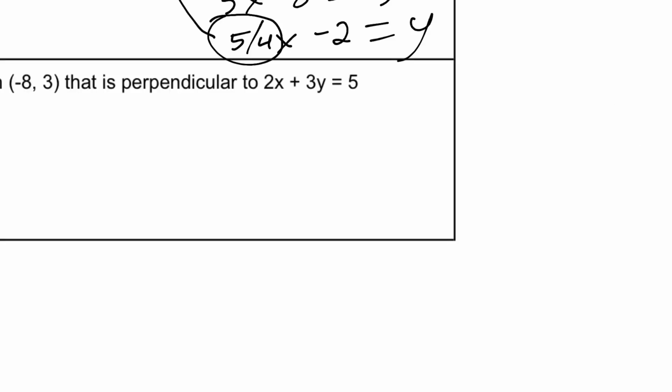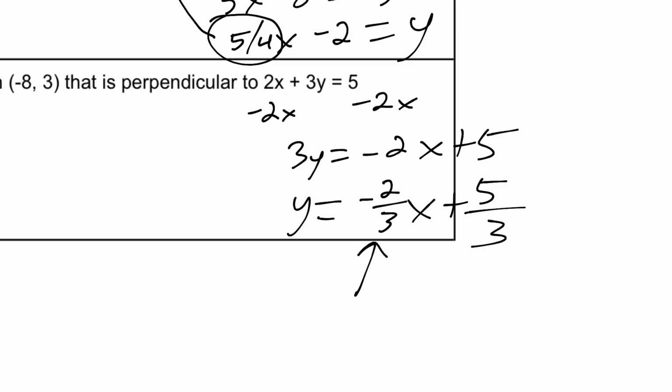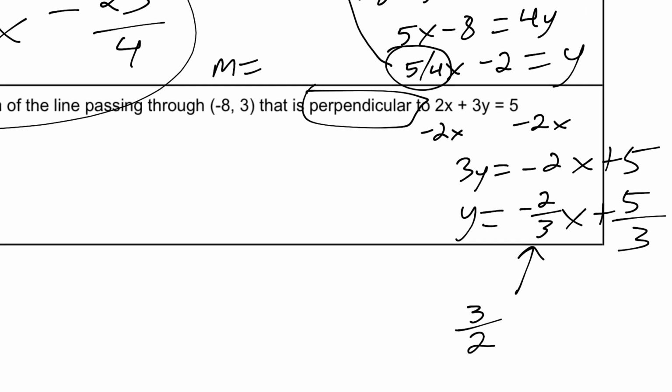The next one is perpendicular, so if I solve this by subtracting 2x from both sides, and I divide everything by 3, this is going to be my original slope. My opposite reciprocal slope will be a positive 3/2. When you have two lines that are perpendicular, their slopes are opposite reciprocals. So I'm going to use the slope 3/2.